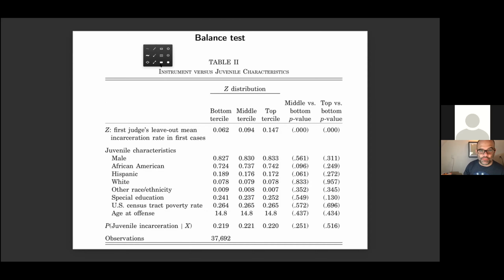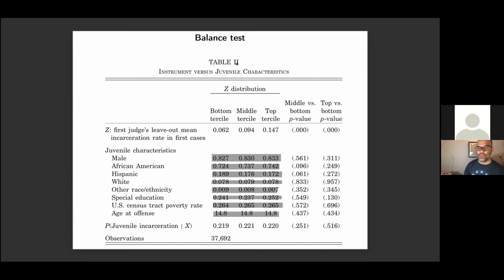And you can see, and we'll just look at a few of these, right? Pretty similar. 82.7% males, 83%, 83%. African-American, 72, 73, 74. Hispanic, pretty similar. White, pretty similar. Special education from high school, pretty similar. Where they're from, where they live, the census tract, where they grow up, poverty is pretty much the same, and their age, pretty much the same, and other race, pretty the same.